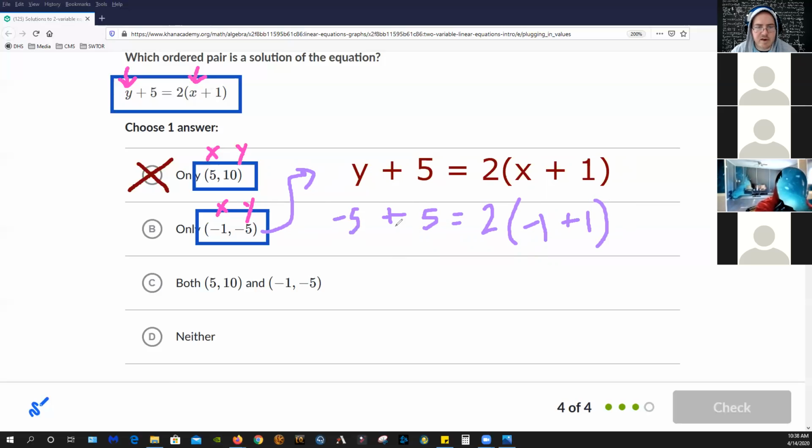So negative 5 plus 5, well, they're opposites. So this side's all equal to 0. Negative 1 plus 1, they're opposites. That makes 0. And 0 times 2 is 0. True or false? Is 0 equal to 0? It sure is. So if A is false and B is true, then we would only choose this one.